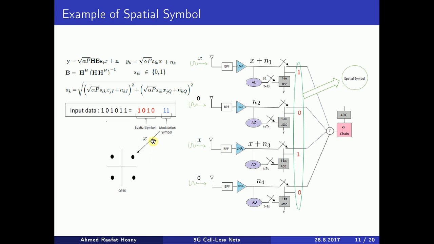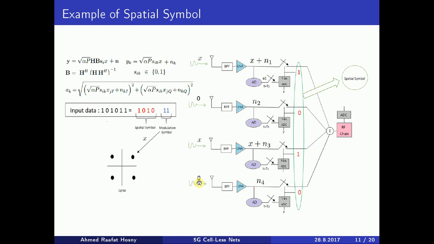Now, if the first spatial bit is 1, the first antenna will receive the modulation symbol X. The second spatial bit is 0, so the second receive antenna will receive zero signal. The third spatial bit is 1, so the third antenna will receive the modulation symbol X. The fourth spatial bit is 0, so the fourth antenna will receive 0. So this is the mapping.